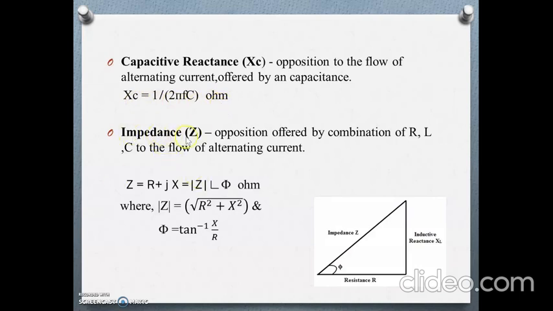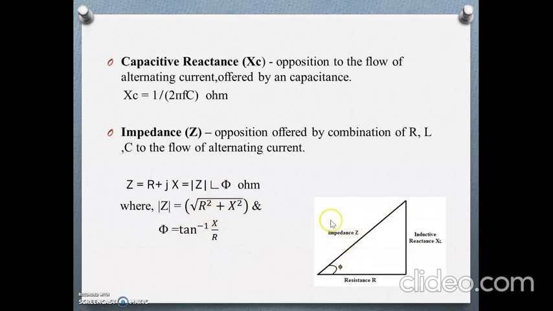Then third, impedance, capital Z. It is the opposition offered by combinations of R, L and C to the flow of alternating current. This is the opposition offered by a circuit to the flow of alternating current, and it is the combination of R, L and C. Z in standard form is represented as R plus jX in rectangular form, and mod of Z at an angle of phi in polar form. The unit is ohm, where mod of Z is equal to the square root of R square plus X square, and phi is equal to tan inverse of X upon R.